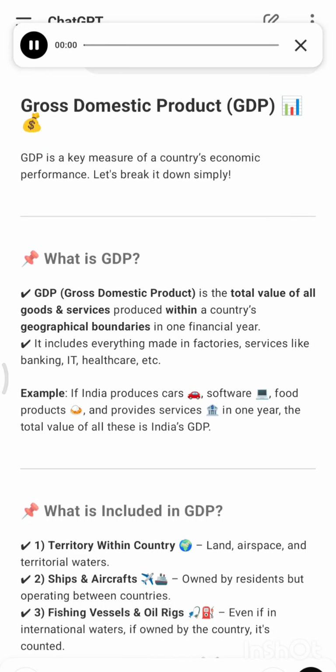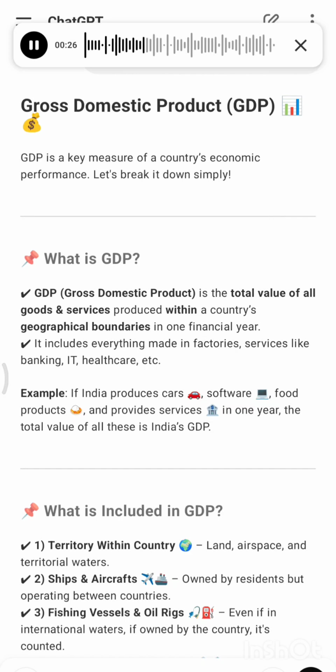Gross domestic product, GDP. GDP is a key measure of a country's economic performance. Let's break it down simply. What is GDP? GDP, gross domestic product, is the total value of all goods and services produced within a country's geographical boundaries in one financial year. It includes everything made in factories, and services like banking, IT, healthcare, etc.